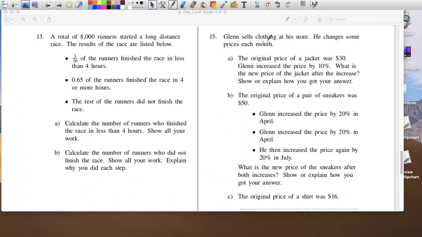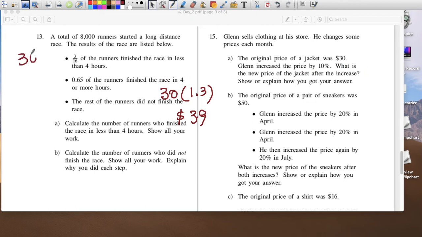15. Glenn sells clothes at his store. He changes some prices. The original price of the jacket was $30. If you increase it by 10, you can multiply it by 1.3. And 30 times 1.3 equals, so the price is now $39. What is the new price of the jacket after the increase?